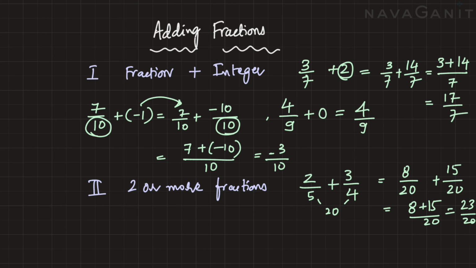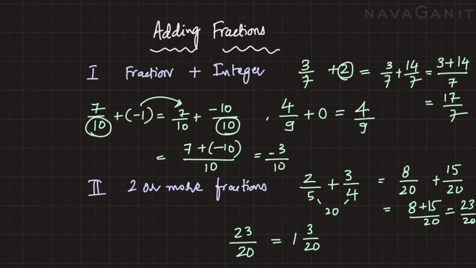So now this is an improper fraction. I can rewrite this improper fraction as a mixed fraction. So 23 by 20 is nothing but 1 and 3 by 20. So you can put the final result in both the forms, as an improper fraction as well as a mixed fraction.